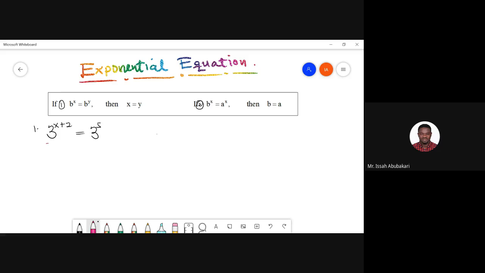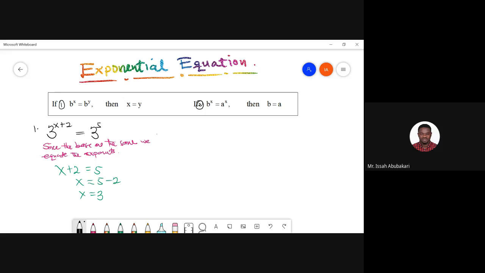So let's write it. Since the bases are the same, we equate the exponents, or you can write powers. Our solution is going to be x + 2 = 5, and then we find x. x simply means 5 minus 2, and x is equal to 3. As simple as that.